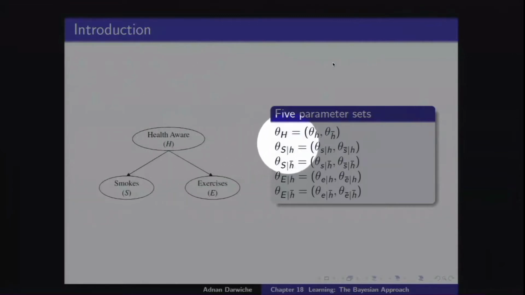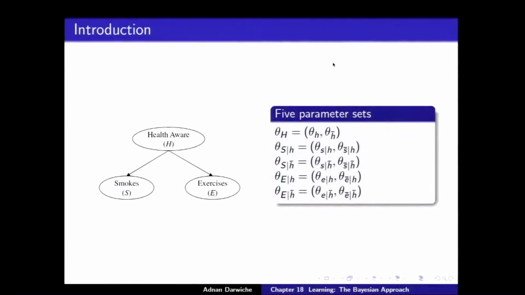So look at the notation, second row. Theta of big S given small h. Big S is the variable, right? And that's conditioned on this guy being true. So that's one particular parameter set. Again, see the notation. There are 2 components to this vector. Each component now is small s and small s prime. So the probability that someone smokes given that they're health aware, and the probability that someone does not smoke given that they're health aware. So in this network, we have 5 parameter sets, right? 2 parameter sets here, 2 parameter sets there, and this particular parameter set.